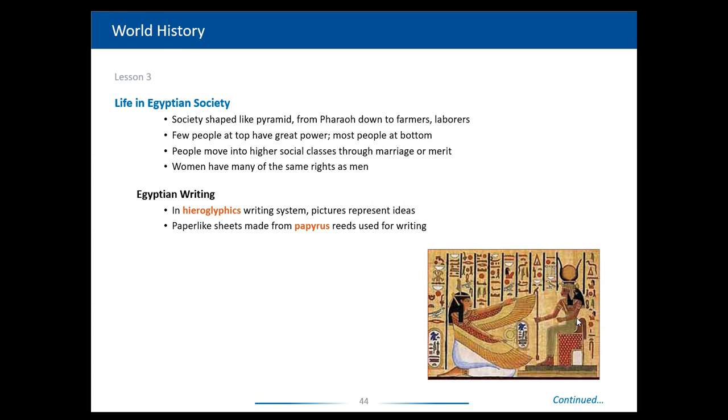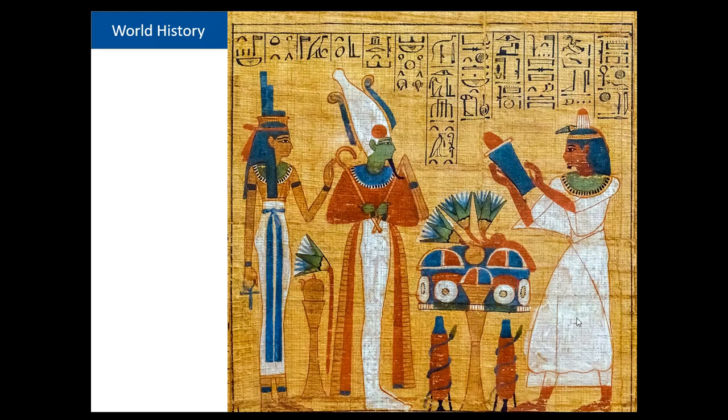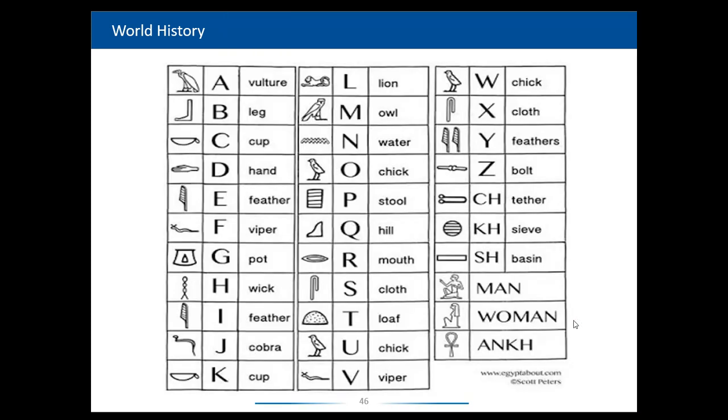Egyptian writing is in hieroglyphics, a writing system that uses pictures to represent ideas. Paper-like sheets made from papyrus reeds are used for writing, and this is where we get the term paper today. Here's a picture of an actual wall in Egypt, and you see the picture and the hieroglyphics written above it. Here's the alphabet of the hieroglyphics, and you can pause it and look at what each hieroglyphic symbol meant.